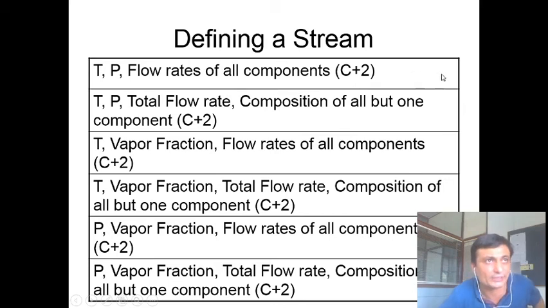So this becomes C plus 2, or N plus 2, or NC plus 2, whatever you say, where C or NC or N refers to the number of species. The same thing I can define as temperature, pressure, total flow and all but one composition. That means if there are N components, N minus 1; if there are C components, C minus 1; if there are NC components, NC minus 1. If there are 5 components, then 4. Because I just need to identify all the independent variables. So if there are C components in a stream, the total number of variables I have to define is C plus 2, and this is how I can define a process stream in a simulator.